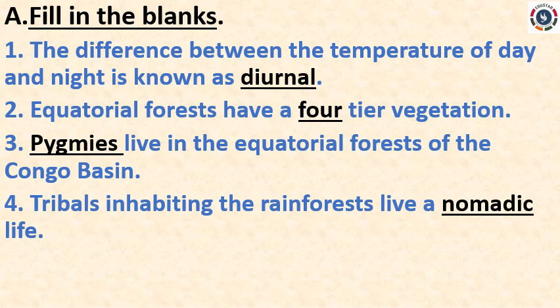First question, the difference between the temperatures of day and night is known as diurnal range. Second one, equatorial forests have a dash type of vegetation. Third, dash live in the equatorial forest of the Congo basin. The answer is pygmies. Fourth one, tribes inhabiting the rainforest live a dash life. Answer is nomadic life.